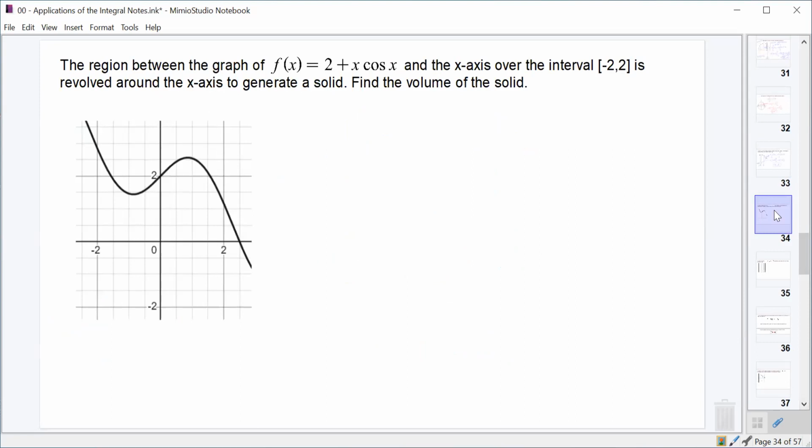For this one, we're taking a look at the function 2 plus x cosine x. And we're going to take the region between -2 and 2 and the x-axis for this and revolve it around the x-axis to generate a solid. Now, this picture is not going to be perfect here, but we're going to end up with something that looks kind of like this, right?